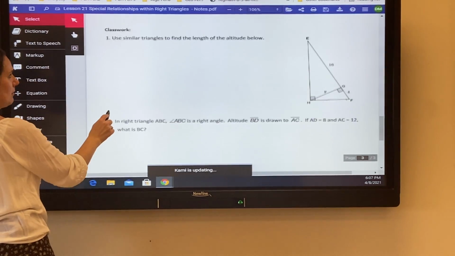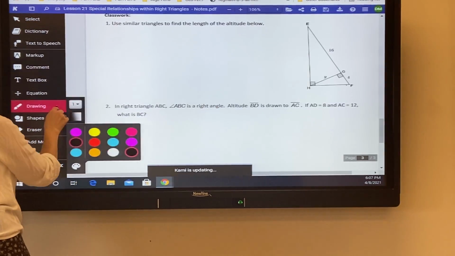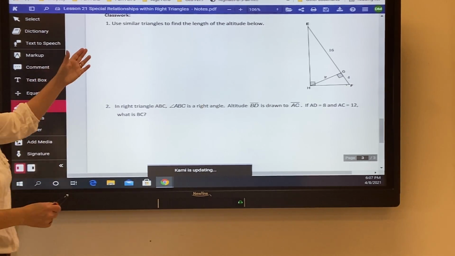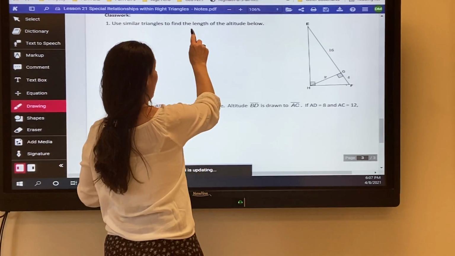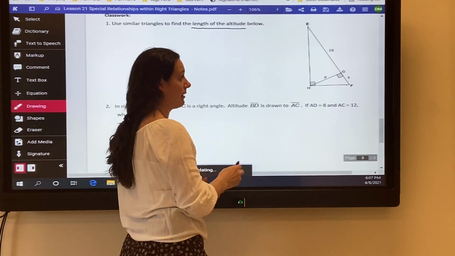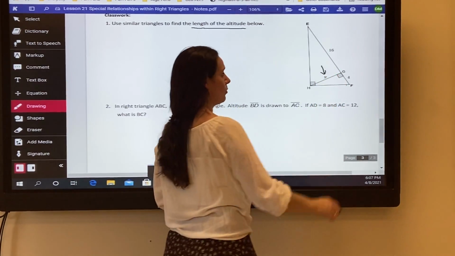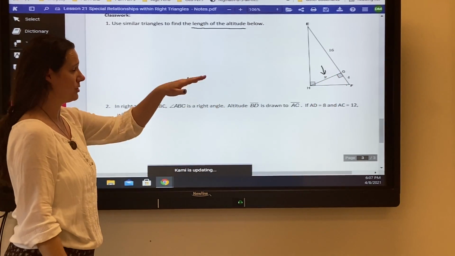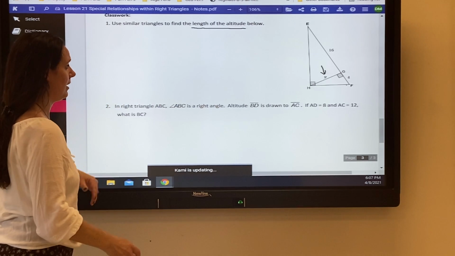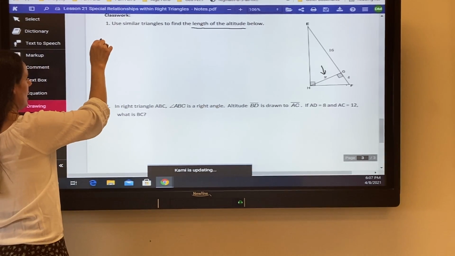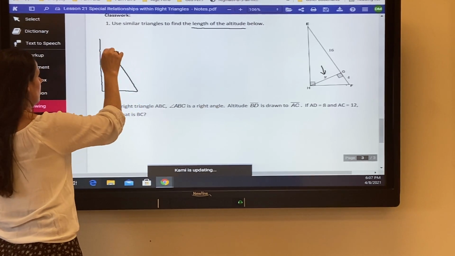And in these problems, you're going to see that there's only one thing to solve for. Okay, so in this problem, it says use similar triangles to find the length of the altitude. That's it. So all you got to do is find the length of the altitude. So notice that's been labeled with the value of y, right? That would be the altitude of triangle EHF. So let's redraw these three triangles, right?